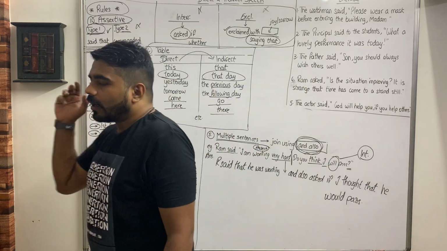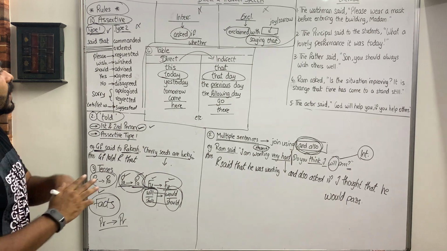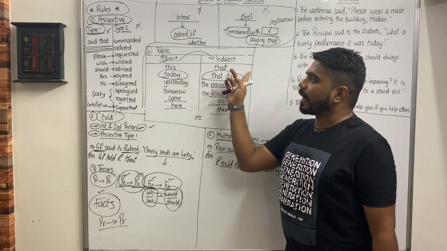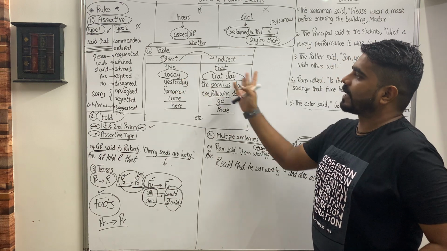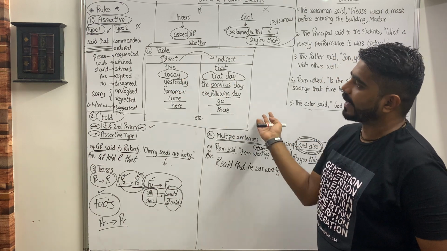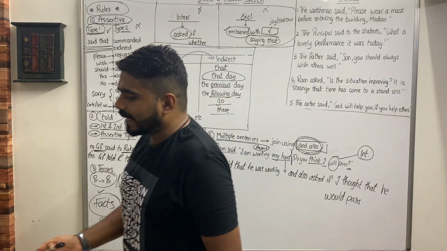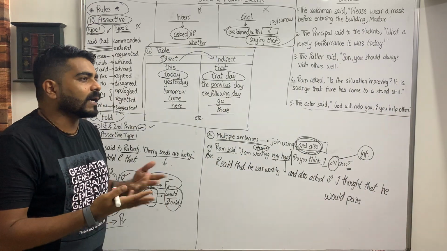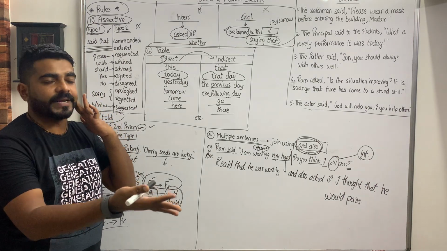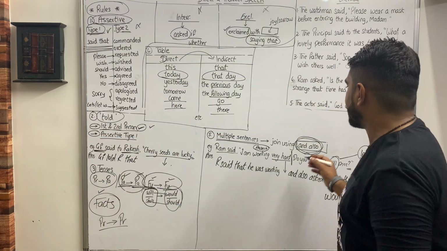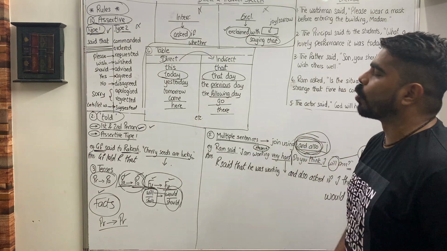Next is the table. Direct and indirect speech: there are many words that change from direct to indirect speech. This will become that. Today will become that day, yesterday becomes the previous day, tomorrow becomes the following day, come, go, you are there. And vice versa also, indirect to direct speech. Generally, people are asked how to change a sentence from direct to indirect speech. And the fifth rule is, when you have multiple sentences, remember the words and also.